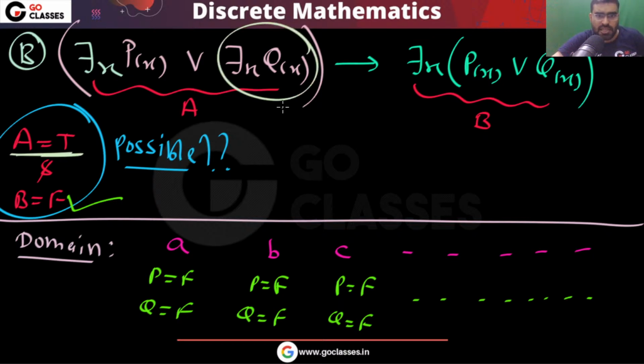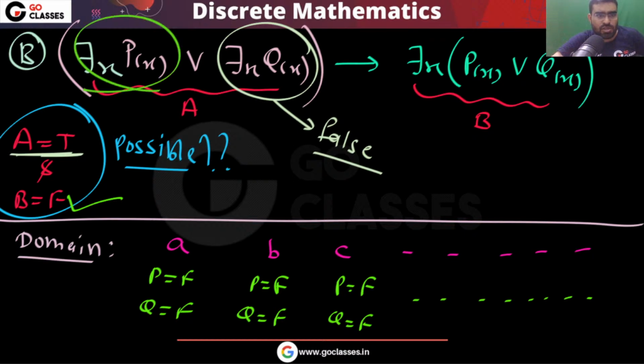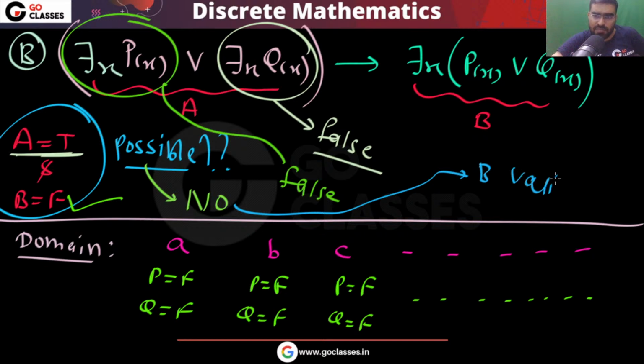Now you can notice easily that this will be false, because for everyone Q is false. Also for everyone P is false. So you can see that this is also false. So false or false is false. So is this possible? The answer is no. So you can see this option B is valid.